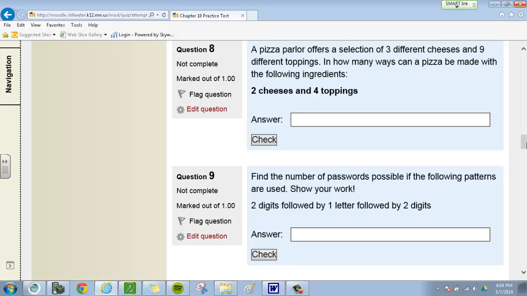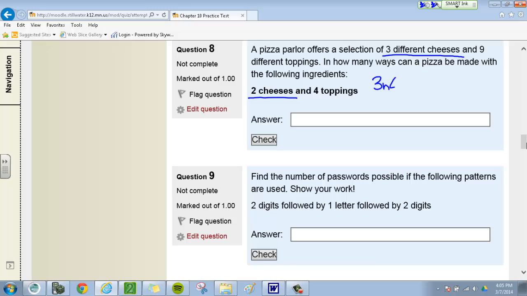A pizza parlor offers a selection of 3 different cheeses and 9 different toppings. Okay, they should have a couple more toppings, I feel. How many ways can a pizza be made with the following ingredients? 2 cheeses and 4 toppings. Well, this is kind of like that probability problem we did earlier where you were selecting the pop cans and things, but it's a little bit easier. And you don't have to find the probability, you just have to find the number of ways you can do this. We know that there's 3 different cheeses, and we're just choosing 2 from 3. So how many ways can you choose 2 from 3?